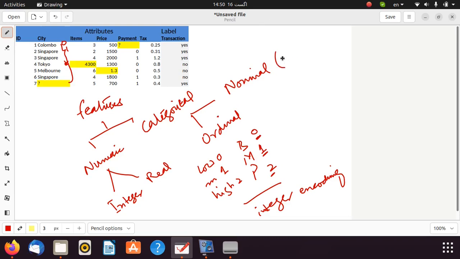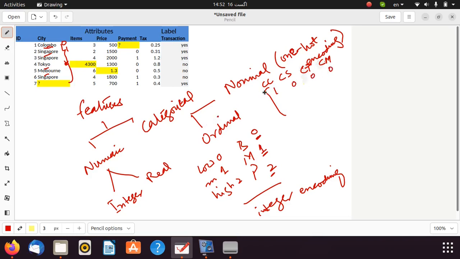So in case of nominal categorical features, we would be using one-hot encoding. So if we have this 1, 2, 3, and 4 unique values over here, we are going to represent this one column by 4 columns, where the first column would be, let's say, CC, that is city as Colombo, then CS, city as Singapore, then CT, that is city as Tokyo, and then finally CM, that is city as Melbourne. So for the first value, which is Colombo, we are going to have a 1 over here and then 0 for the rest of the other columns.